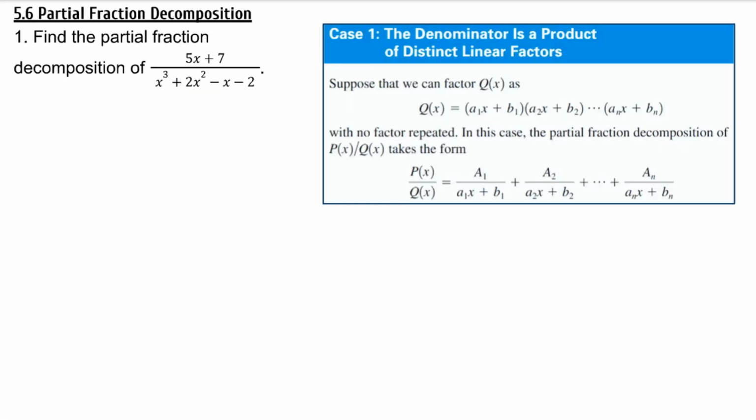Case 1. The denominator is a product of distinct or non-repeated linear factors. The partial fraction decomposition takes this form: some constant over the first factor plus another constant over the next factor, and so on. Number 1, find the partial fraction decomposition of 5x plus 7 over x cubed plus 2x squared minus x minus 2. Begin by factoring the denominator by grouping.